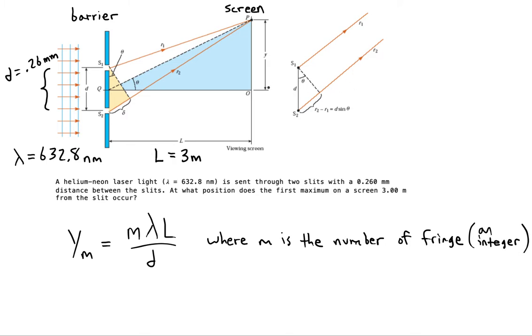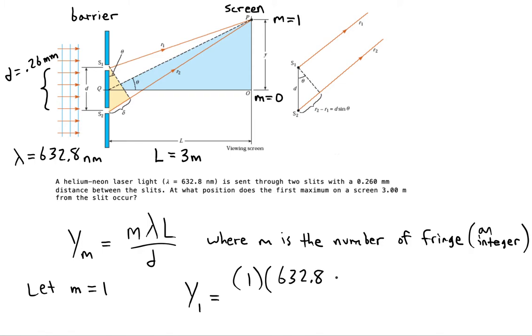All right, so m is 0 for the central maximum. m is positive 1 for the first bright fringe above the central maximum. So let m equal 1. So we're trying to find the position Y_1 by plugging in which fringe it is.